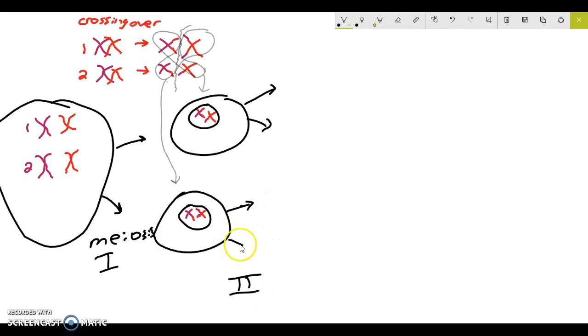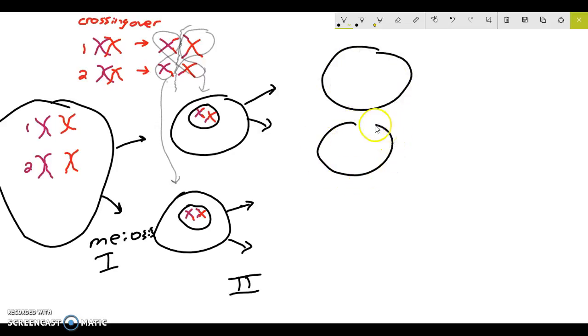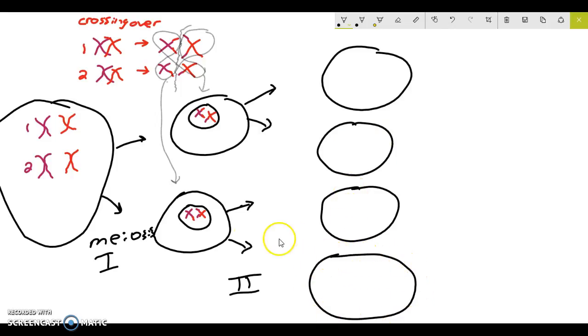Each of these cells will divide, and I'm going to draw it big so I can fit it in there. Not representative of the actual size. The cells are actually getting smaller as I go through this. But after the cells take a break, that interkinesis, then they progress into meiosis 2.